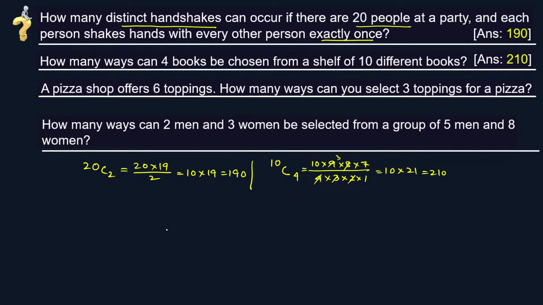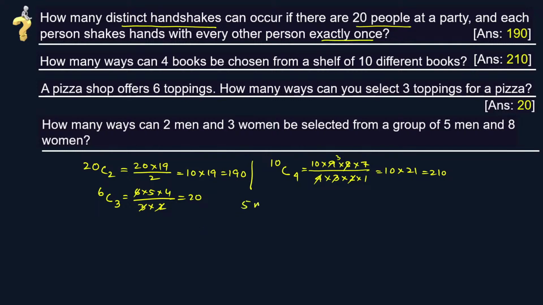Next point, a pizza shop offers 6 toppings. How many ways can you select 3 toppings for a pizza? In how many different ways you can select these 3 toppings from 6 toppings available? Straightforward question again. 6 toppings are there and you want to select only 3. So total number of ways of choosing the toppings will be 6C3. It is 6 into 5 into 4 divided by 3 into 2. So that gives us 20 ways. Is it clear? Next question.